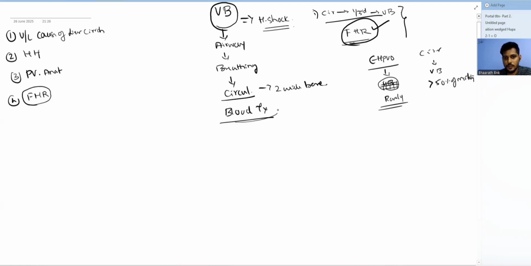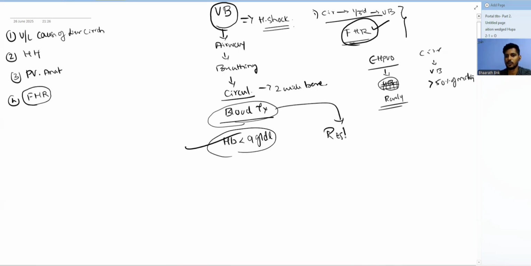Initially, they used to transfuse blood when the Hb fell to less than 9 gram per deciliter. This was a liberal protocol. But now what we practice is called the restrictive protocol. The restrictive protocol tells you that you wait until the Hb falls to less than 7 gram per deciliter. You don't have to transfuse the moment it falls to 9. You wait till 7, manage the hypotension, and when it is less than 7, you transfuse.